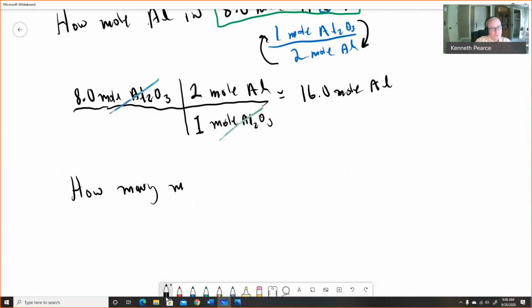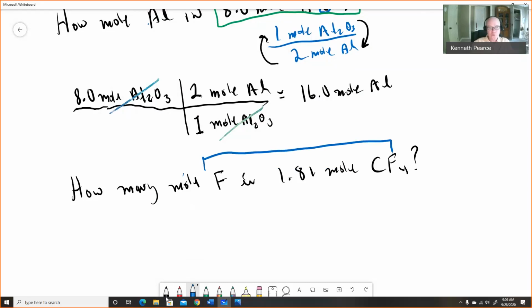How many mole fluorine in 1.81 mole carbon tetrafluoride? Since we're going in between 2 different things, moles fluorine and moles carbon tetrafluoride, I need the mole ratio between the 2. What's the ratio? For every 1 mole CF4, carbon tetrafluoride, we have 4 mole fluorine.